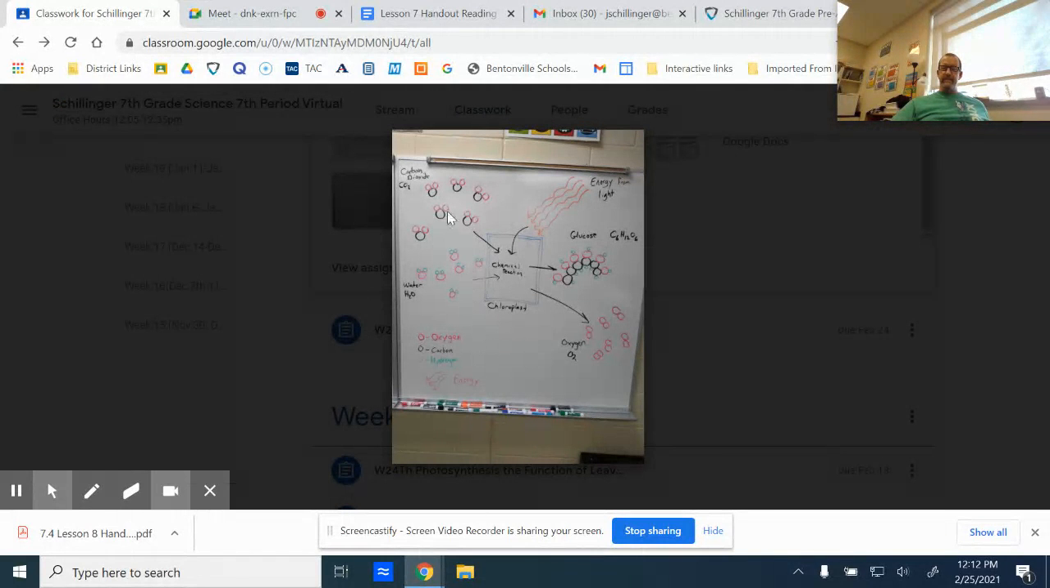I don't care if they look exactly the way I draw them, but your carbon dioxide should have one carbon and 2 oxygens in there. Your water should have 2 hydrogens and 1 oxygen. Your glucose should have 6 carbons, 12 hydrogens, 6 oxygens, and your oxygen should have 2 oxygen atoms. That will be the first part you're going to do.